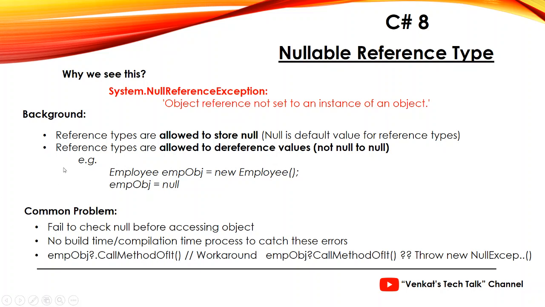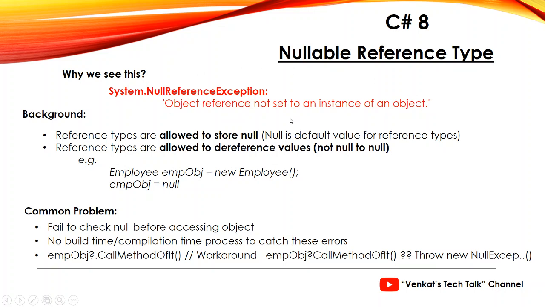In fact, we don't need to explicitly use an if-else to check for null. For example, if you want to check if empObj equals null, we don't need to do that. We can use a simple question mark, a shortcut syntax, to check if this object is not null. With this syntax, the method of this object will be called only if the object is not null. Even with this kind of provision, developers tend to make mistakes. So all these things contribute to the System.NullReferenceException.